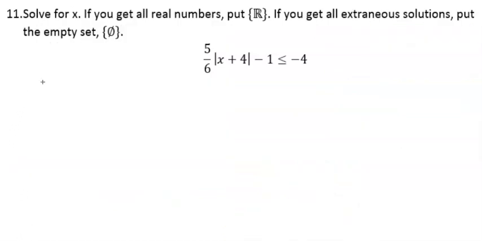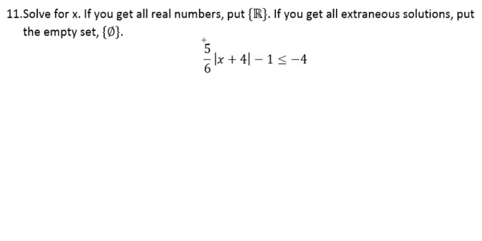Number 11. Solve for x. If you get all real numbers, you'll put the set of all real numbers. If you get all extraneous solutions, put the empty set. The set of nothing. So we have 5/6 times the absolute value of x plus 4 minus 1 is less than or equal to negative 4.